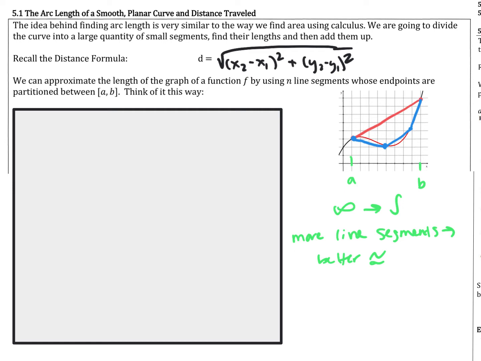But the key idea here is that we have to be talking about a smooth curve that we're partitioning over the interval from A to B. So let's go ahead and write down some thoughts. We're going to first look at the sum of all of those lengths added together. So we could be looking at the sum from i equals 1 to n of that distance, the square root of the change in x squared plus the change in y squared.